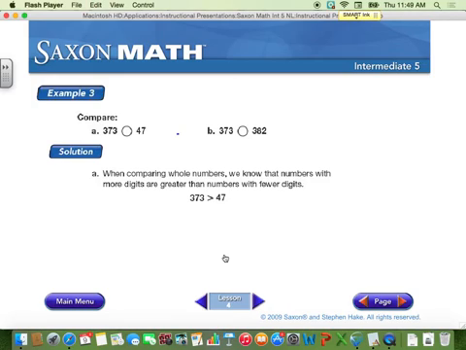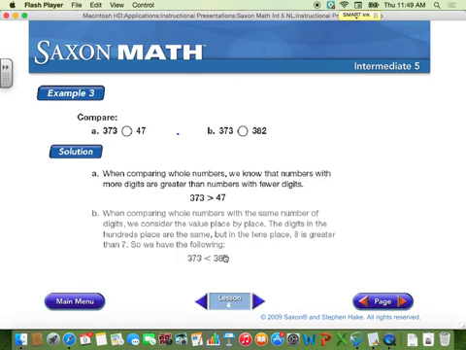All right, and if we look at B, we see 373. Is it greater or lesser than 382? Both of those numbers have 3 digits. So then you have to start with your ones and your tens to see which one is larger. As we can see, the digits in the hundreds place are the same, but in the tens place, the 8 is greater than 7. So we have the following: 373 is lesser than 382.